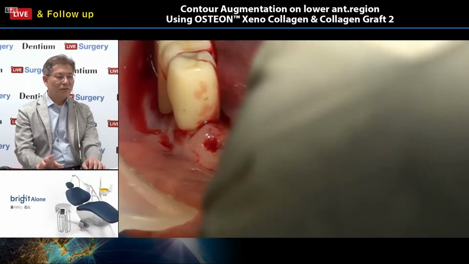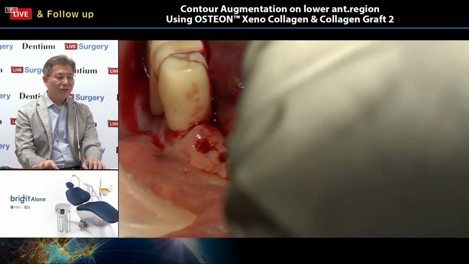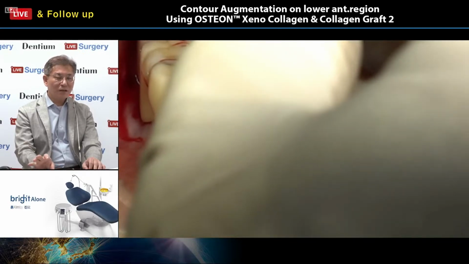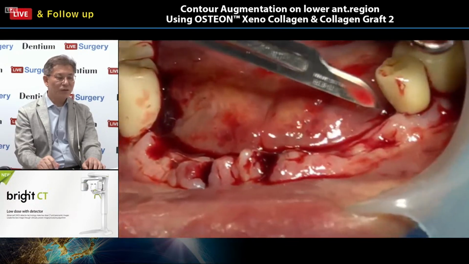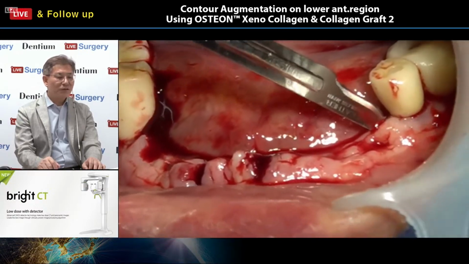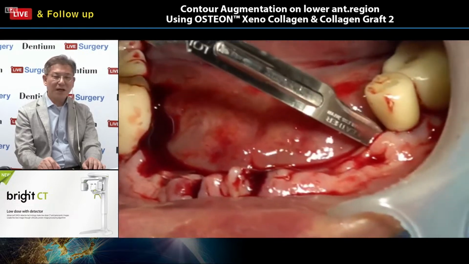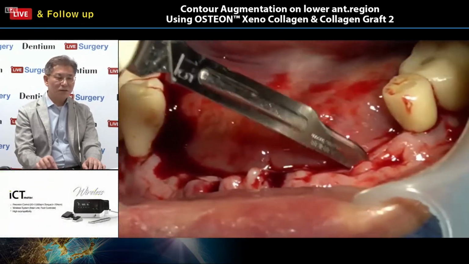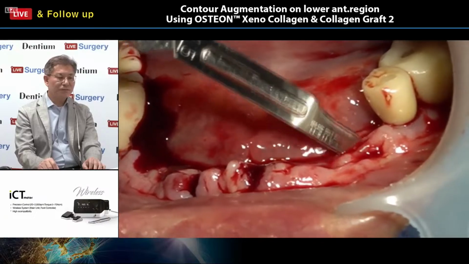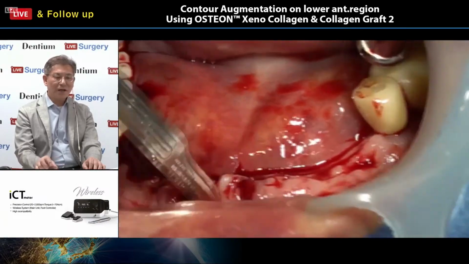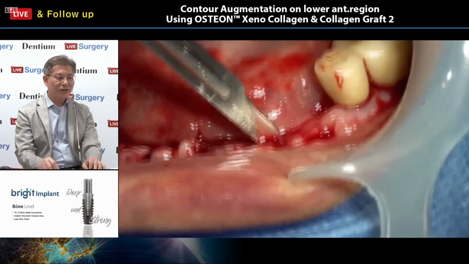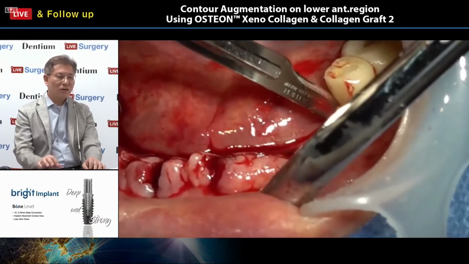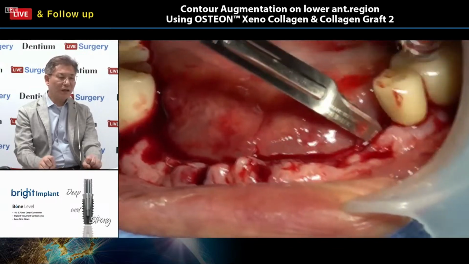So 33 and 44 are the main target implantation areas. And the number 41 area is another candidate for good implant installation, right? So the main target of today is three implant installations in the good bone quality and quantity areas.